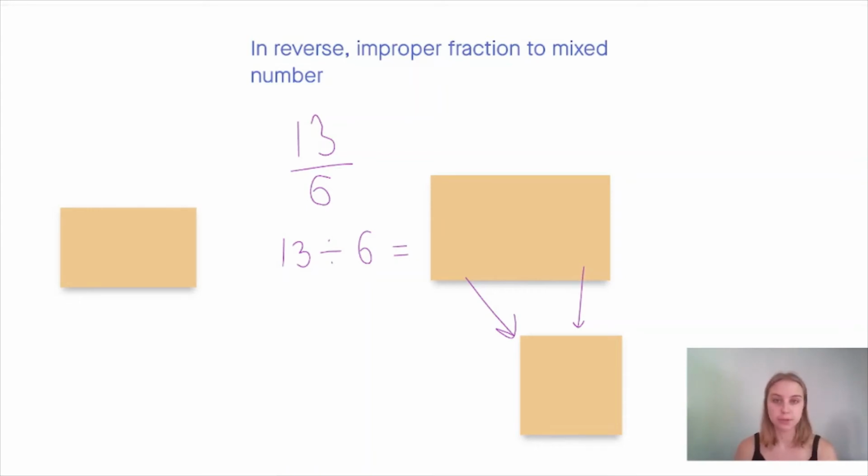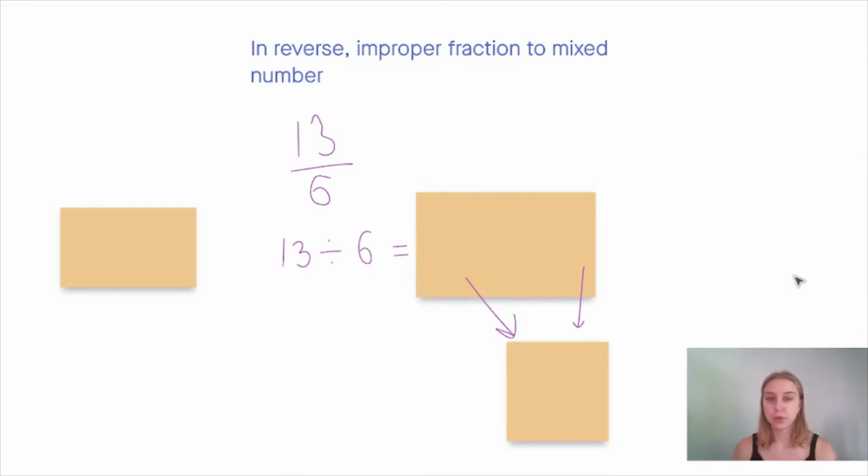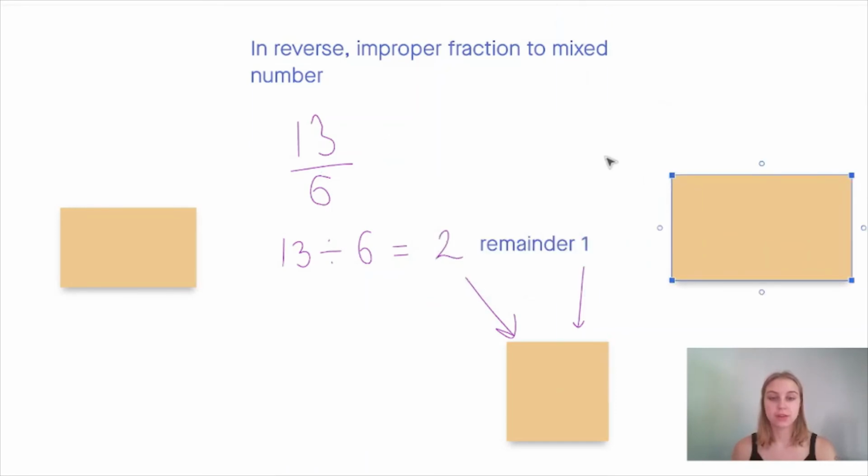So 1 multiple of 6 would be 6, which is smaller than 13, so that's fine. 2 multiples of 6 is 12, which is smaller than 13, so that's also fine. 3 multiples of 6 is 18, which is more than 13, so it can't be that. So we know that you can fit 2 multiples of 6 into 13 and have 1 left over from that 13. So we know that 2 6s can go into 13, which gives us an answer of 2.